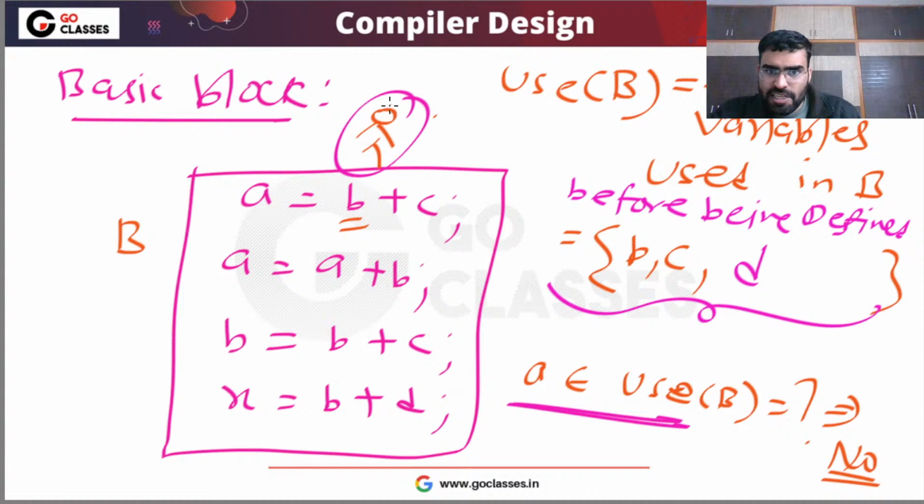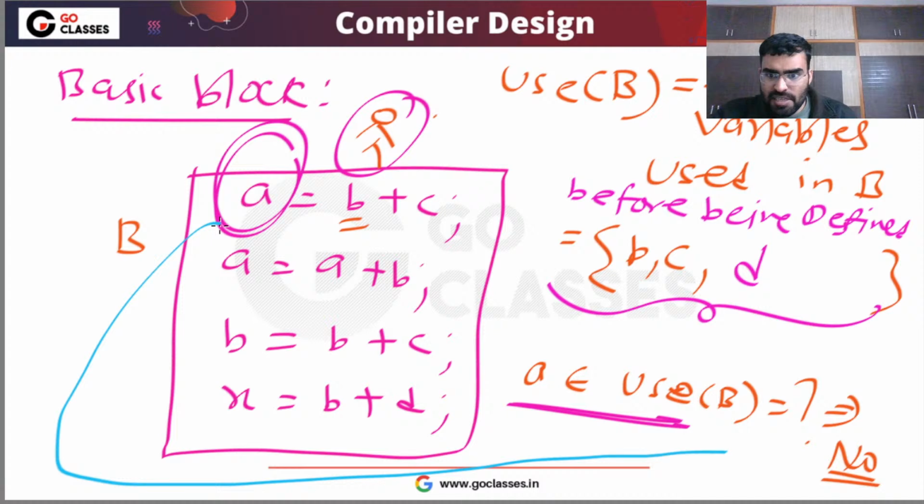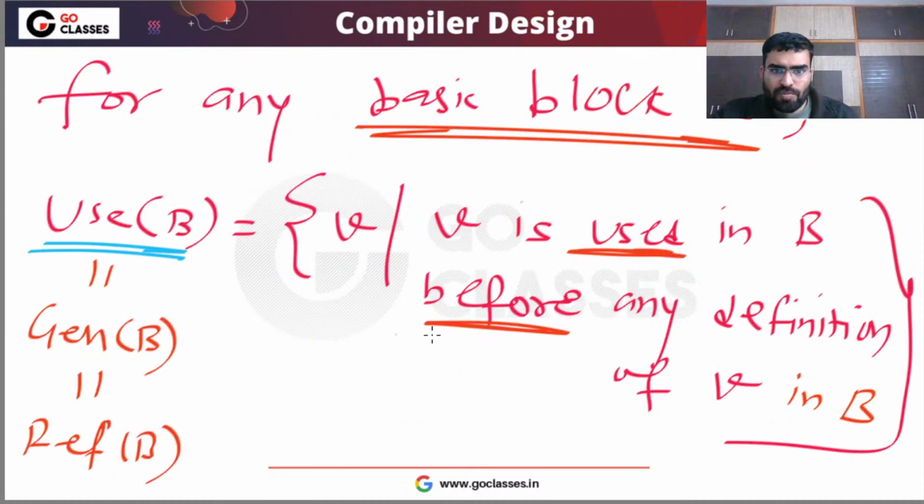Will you use A in this basic block? No, because we are defining it. Because of this definition, I can say A is not used. Yes or no? Is this clear, Rajan? So you can check this definition. So what is use of B? That is all those variables which are used before any definition in B.